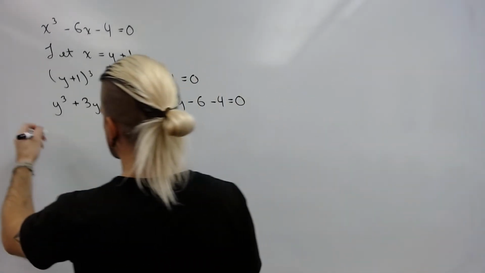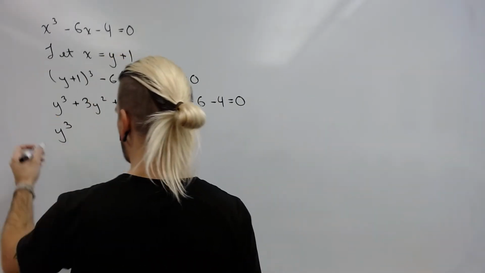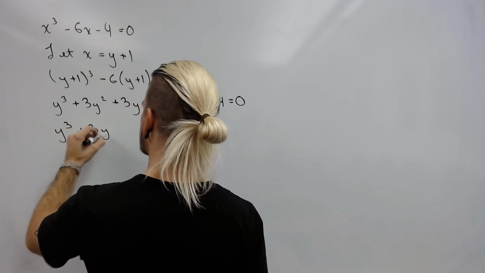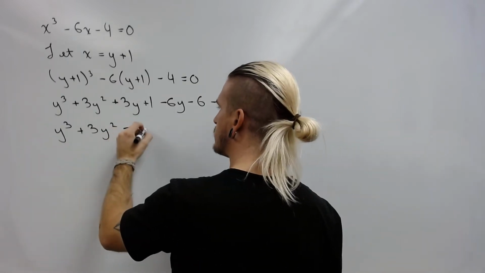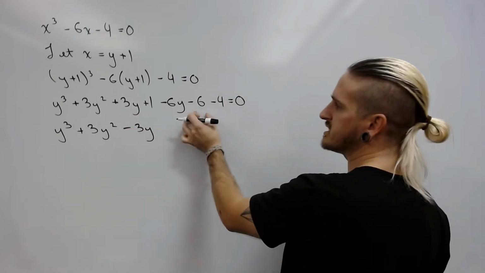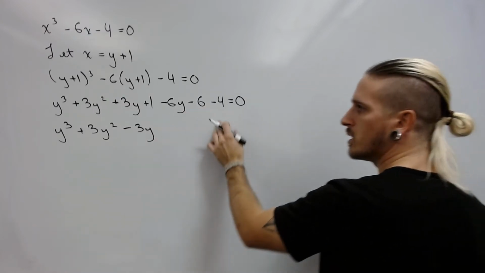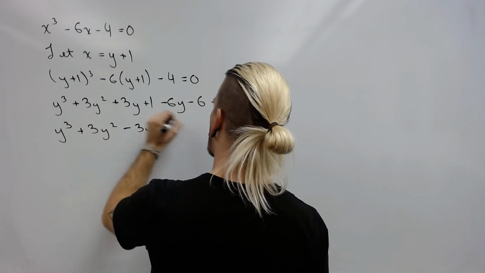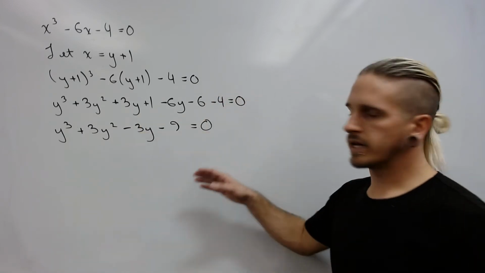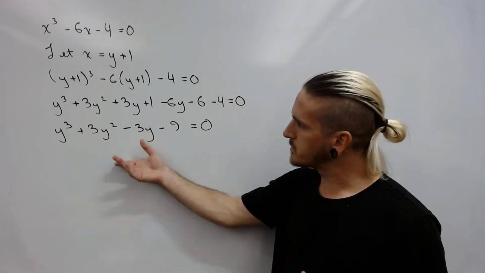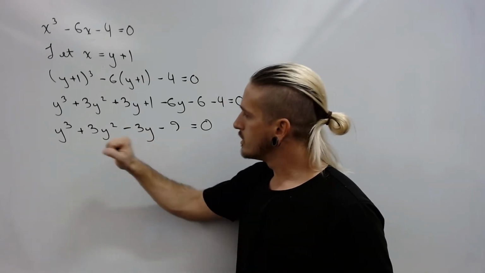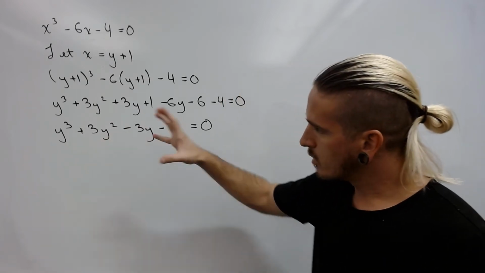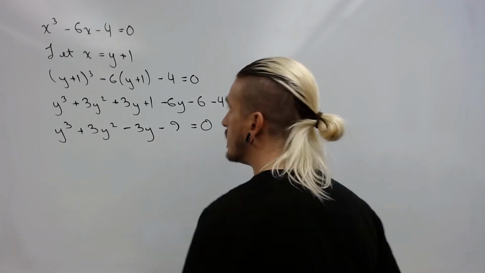Combining like terms gives us y cubed plus 3y squared. We have 3y minus 6y is negative 3y. 1 minus 6 is negative 5. Minus 4 is negative 9. So again, here after making the substitution and simplifying, we do end up with a cubic that has all 4 terms. Notice here, we can factor this by grouping.